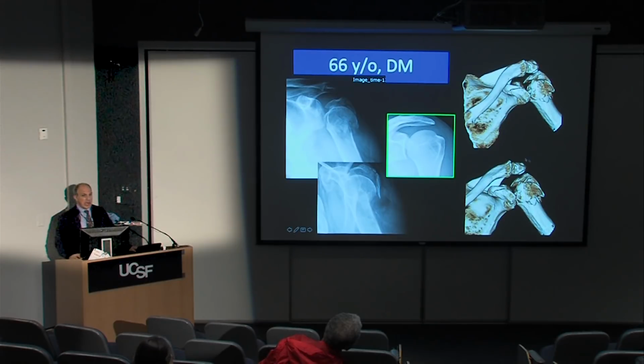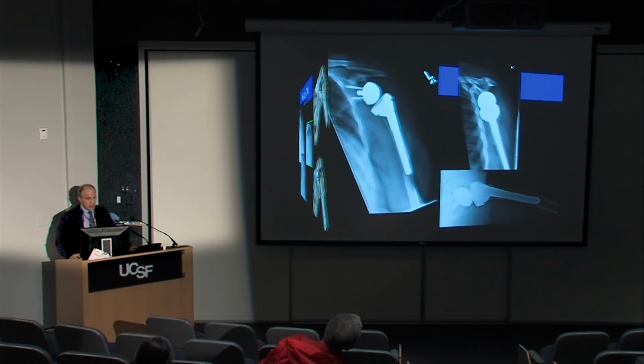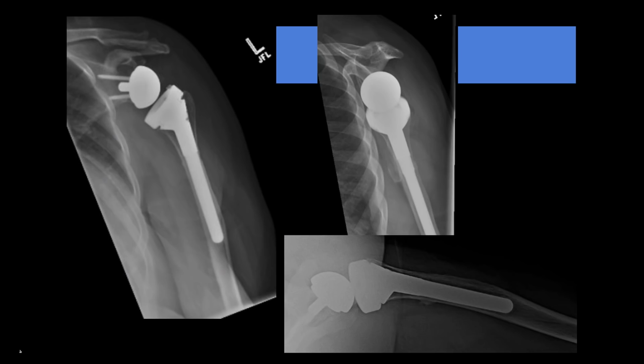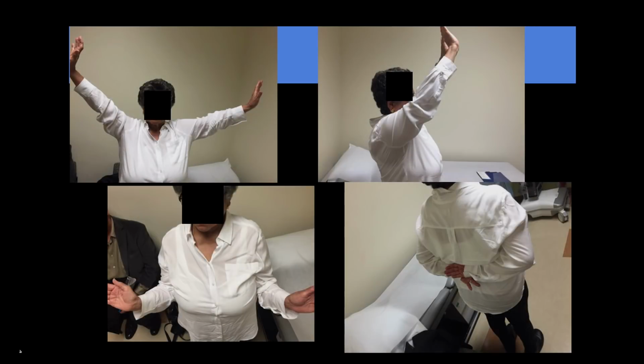And for this patient, actually, I did a replacement. This is a reverse replacement, as you can see, the ball on the shoulder blade bone side and the socket on the arm bone side. And this is how her function is. With this replacement, you may not get great function.